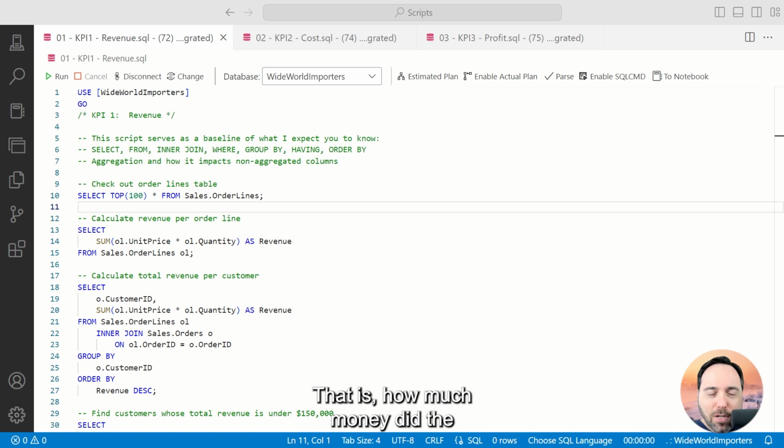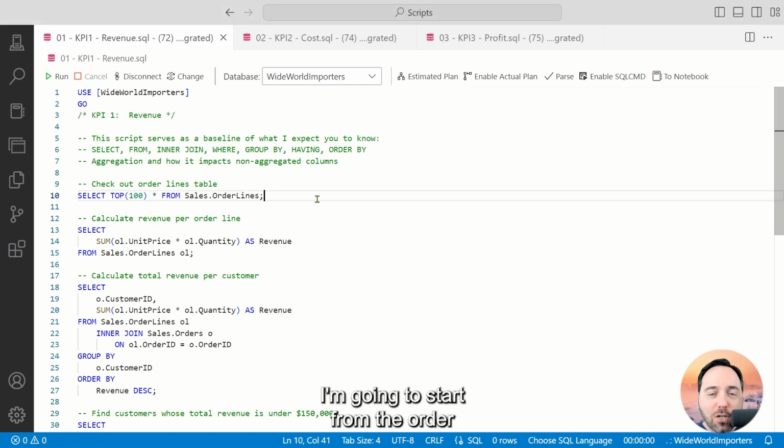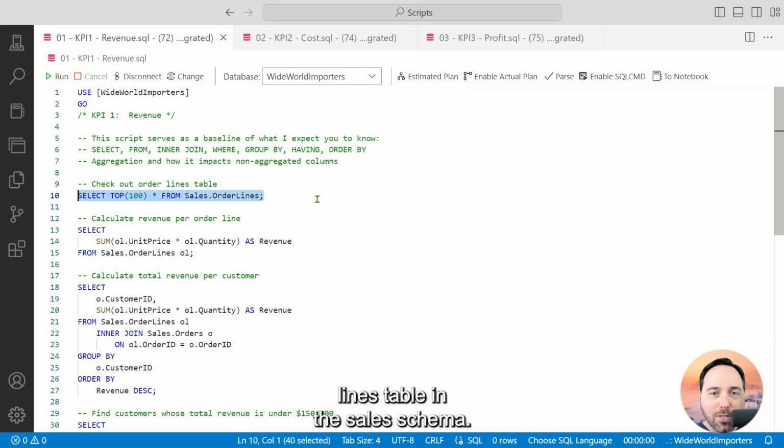That is, how much money did the company take in? I've already talked about my assumptions of how much you know about querying data using T-SQL, so I won't belabor that point here. Instead, let's write a query. I'm going to start from the order lines table in the sales schema.